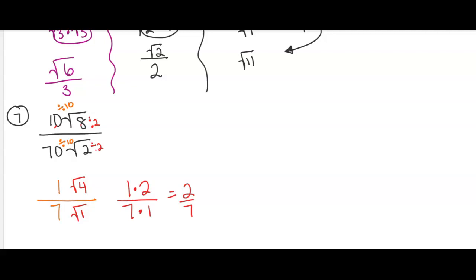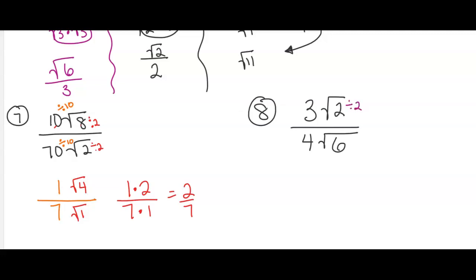Okay, let's try one more where maybe we don't have as much reducing. Let's see. So 3 square root of 2 over 4 square root of 6. Yeah, let's try that. Okay, I can't reduce outside 3 and 4, but I can reduce 2 and 6, so I can reduce both of these by 2. And so now I have square root of 1, but again, square root of 1 is just 1. So I have 3 on the top, and then I have 4 square root 3.